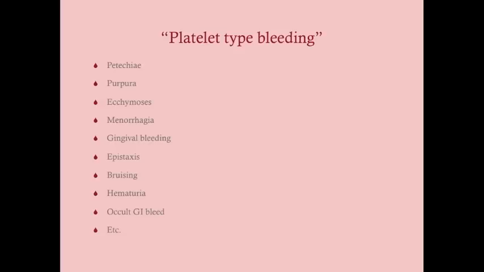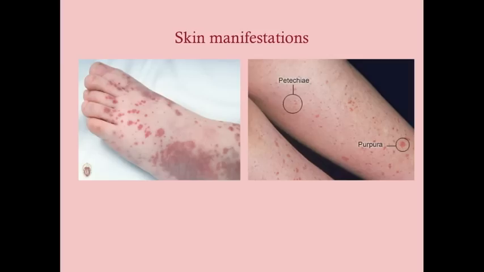So this is just a look at what those petechiae and purpura look like. And here we have an ecchymosis, and it's just based on the diameter. So it's really just the same thing going on. You've got bleeding into the skin.